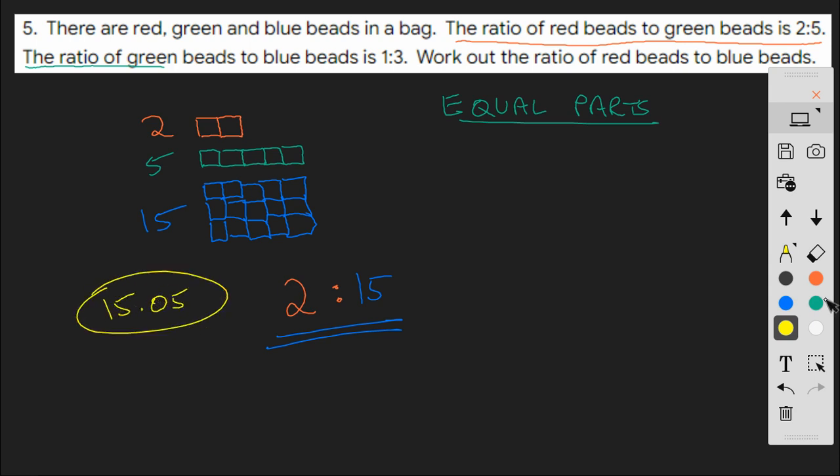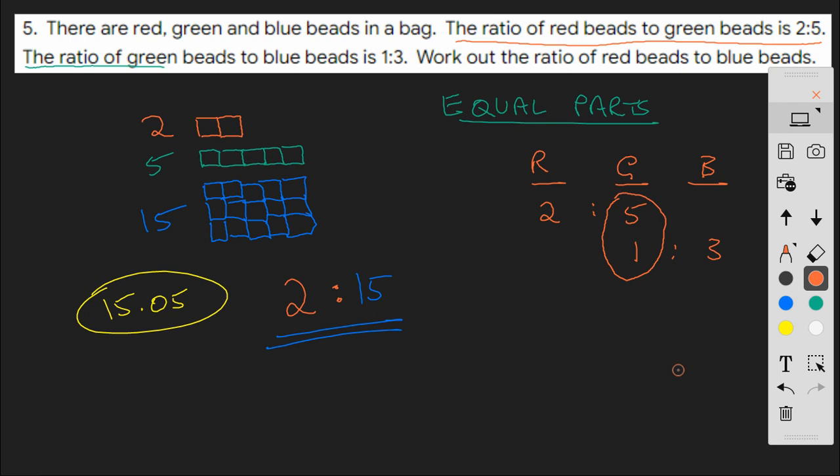Okay, and if you want to go and do a century nugget on that, have a look at 15.05. Now I'm just going to do that now as well without the diagram. So we've got red, green, and blue here, and we have a ratio of 2 to 5, and we have a ratio of 1 to 3. Now, we can't say anything about red and blue until these 2 overlapping numbers are the same.